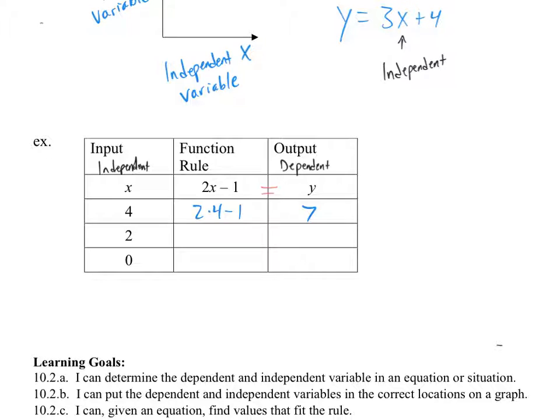If my input is a 2, if my x value is 2, then I put a 2 where x is. So I get 2 times 2 minus 1, which is 3. And if I put a 0 in as my input, 2 times 0 minus 1 is negative 1. That's it. Questions?